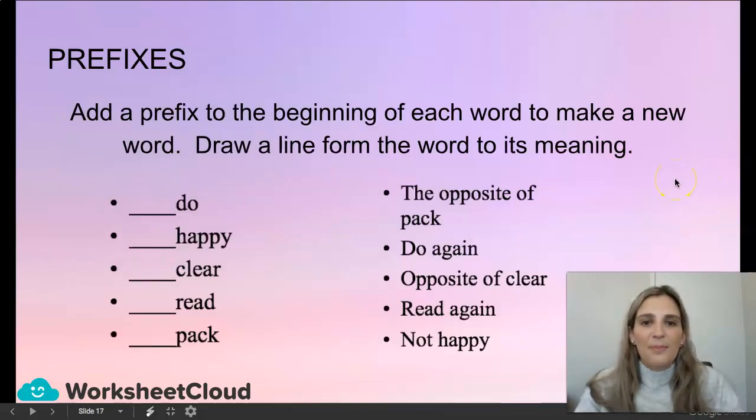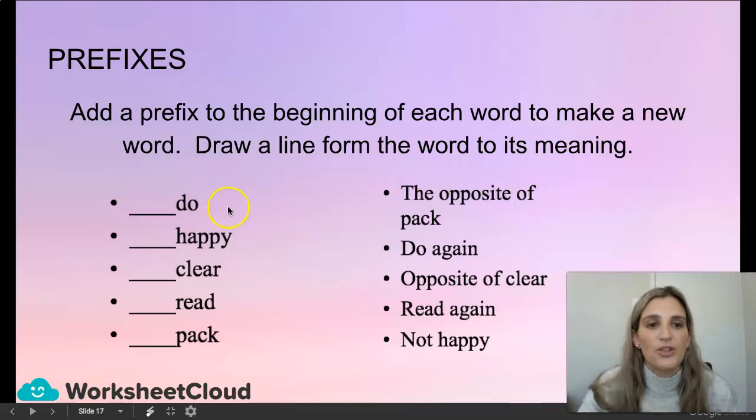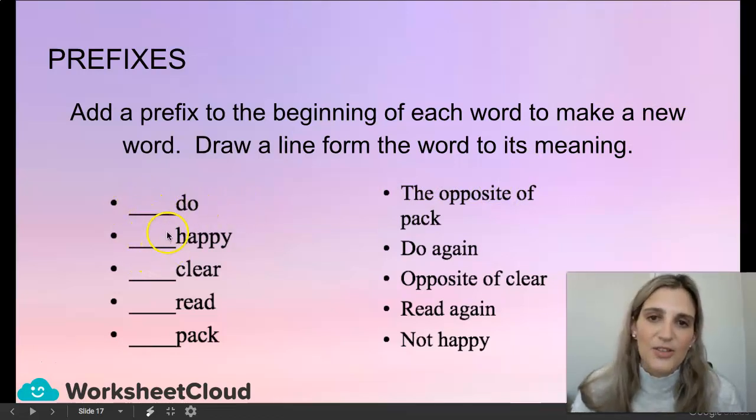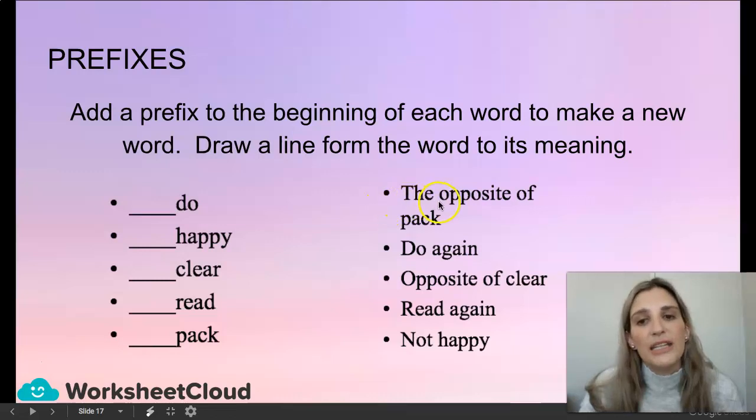Grab that pen and that paper. I'm going to ask you to please fill in a prefix. So here with do, I want you to think of something to go there. We've got happy again, so that's the easy one. Clear, read, pack. And then I want you to read the meaning on this side, and match which word links with the meaning. You can pause the screen.